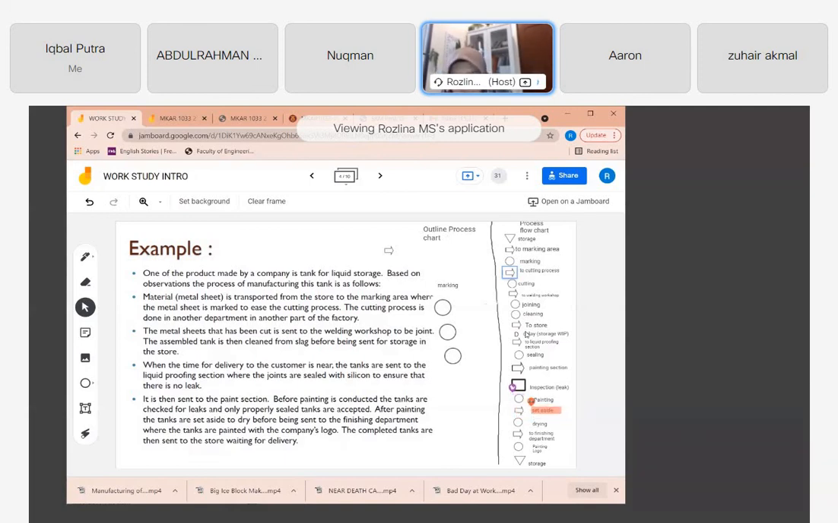To store. Oh, there is transportation there. Between painting logo and storage, you have to transport first. You have to move to store. And you have the transportation symbol and to store. And then you have the storage. Storage is finished product.